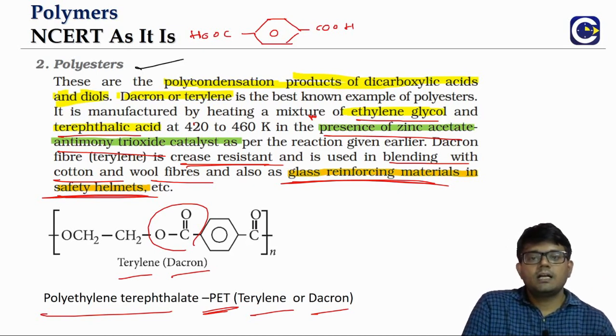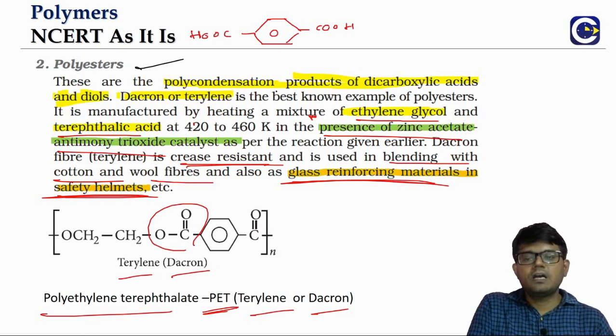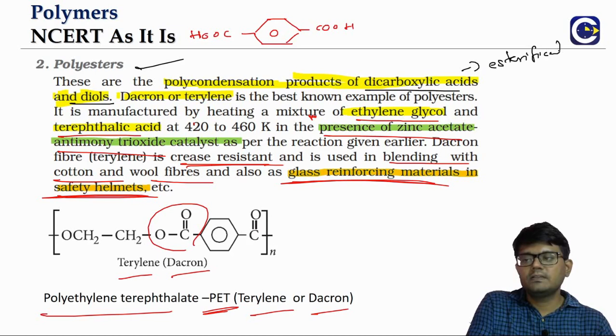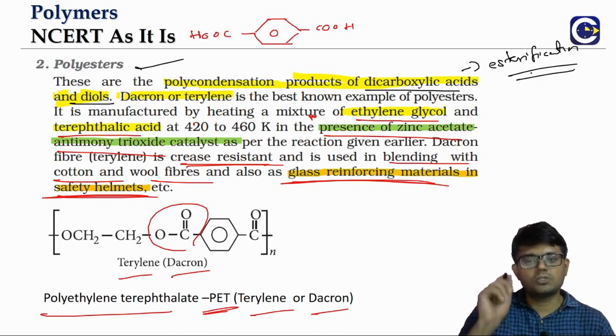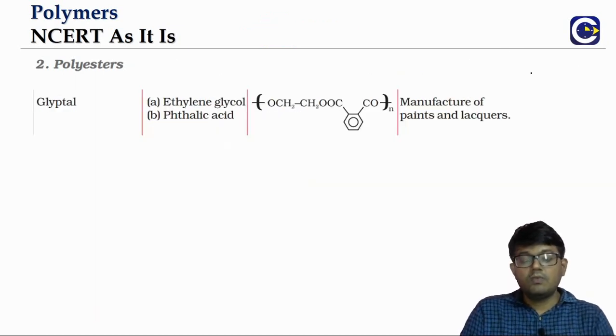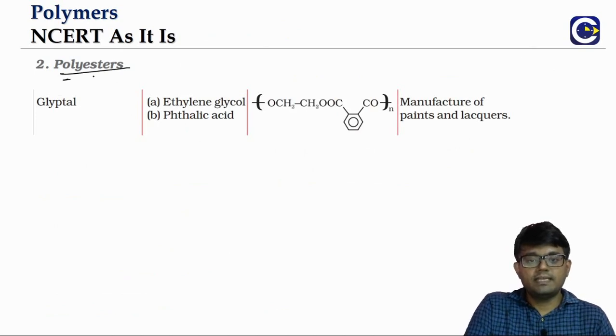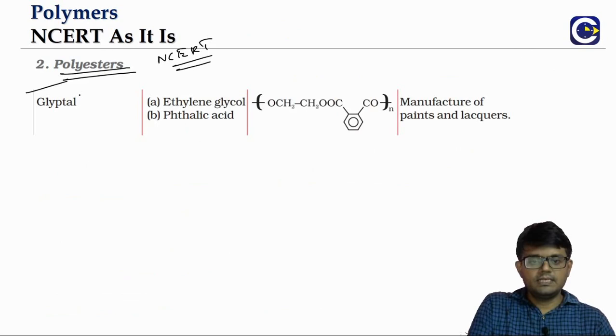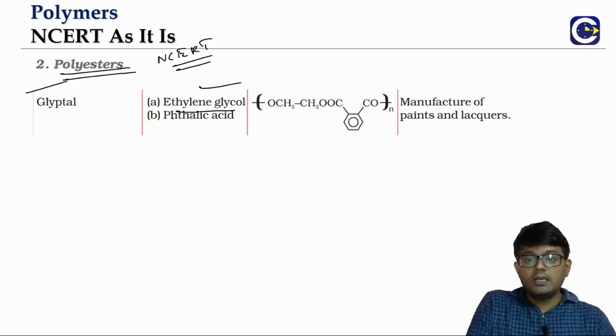So the polyesters in general are formed by the polycondensation from dicarboxylic acids and diols. It's basically what? Esterification. And we have seen the mechanism also already. We have one more important polyester in NCERT. They have just given it in the book end. That is glyptol. Glyptol monomers are same, ethylene glycol, but acid is different.